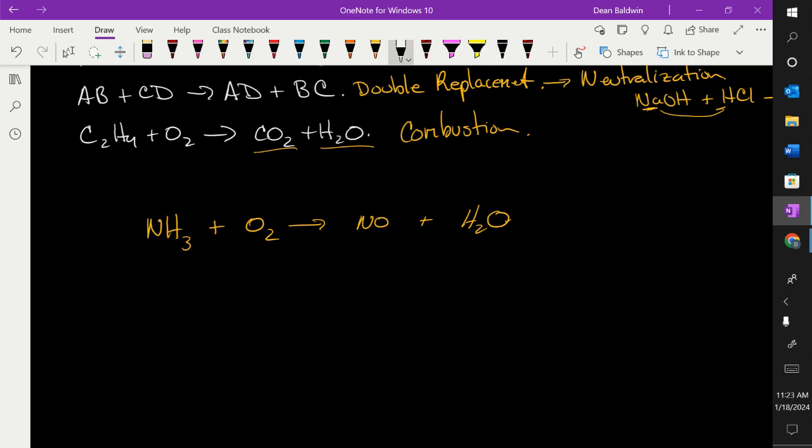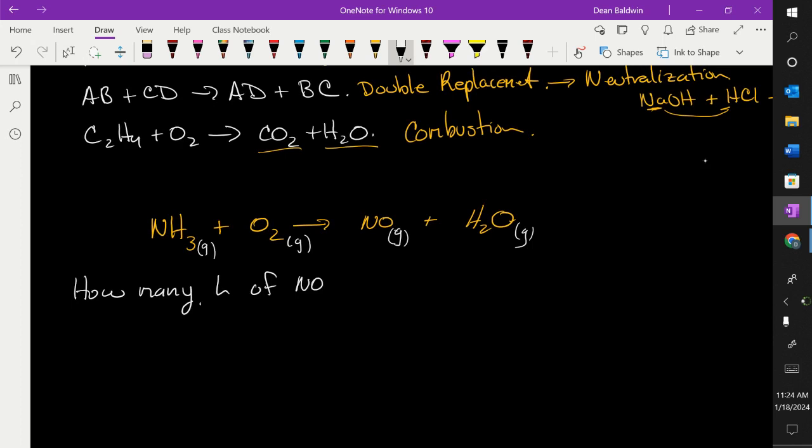And the question is, how many liters of NO, I guess NO is a gas, water is a liquid, oxygen's a gas, and ammonia is a gas. Maybe we'll just make them all gases. There we go. How many liters of NO gas are produced when 10 grams of O2 are used?